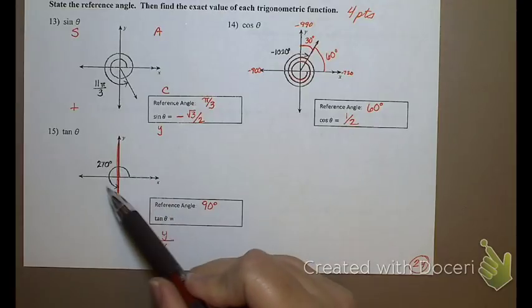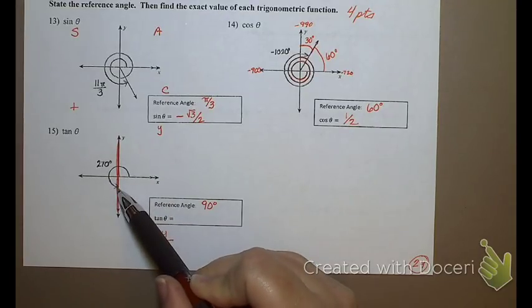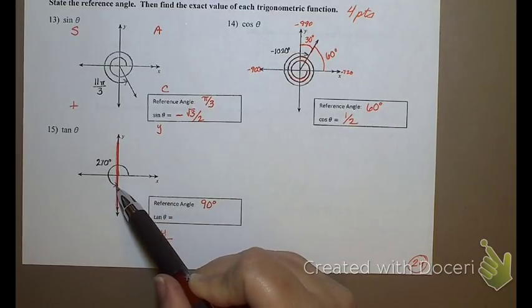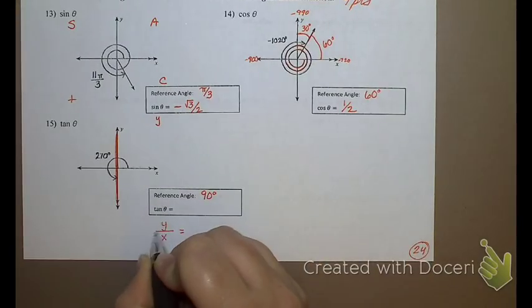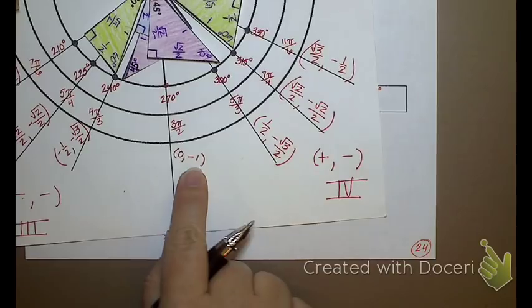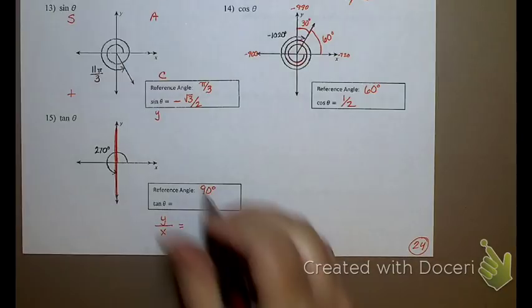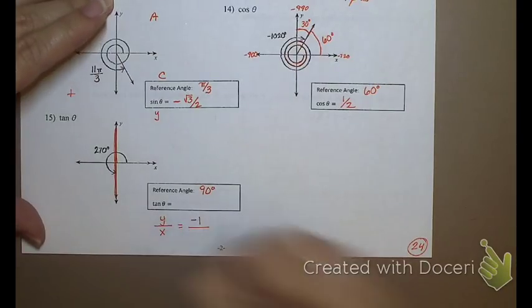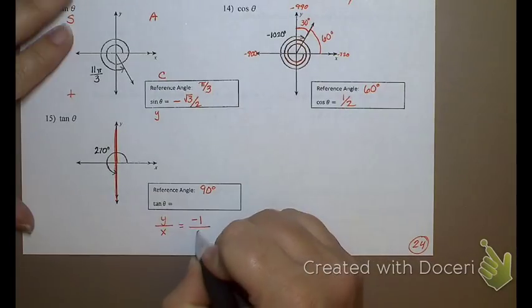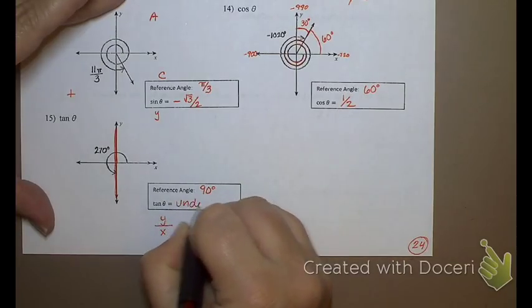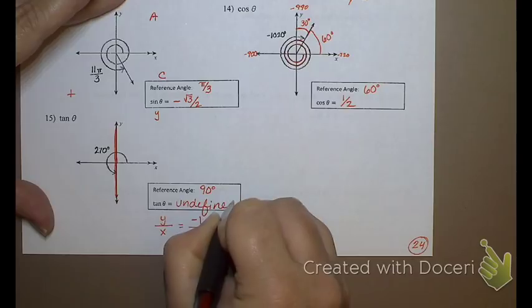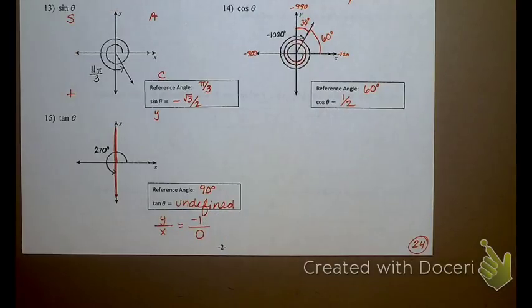Since 270 is a value directly on my unit circle, I'm going to use the values at 270. So when I look at the y value at 270, what is the y value at 270? Negative 1. What is the x value at 270? 0. Anything over 0 is what? So I just write undefined. Any questions about those guys?